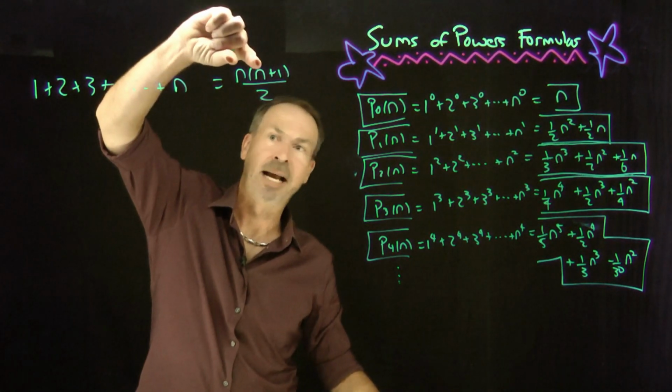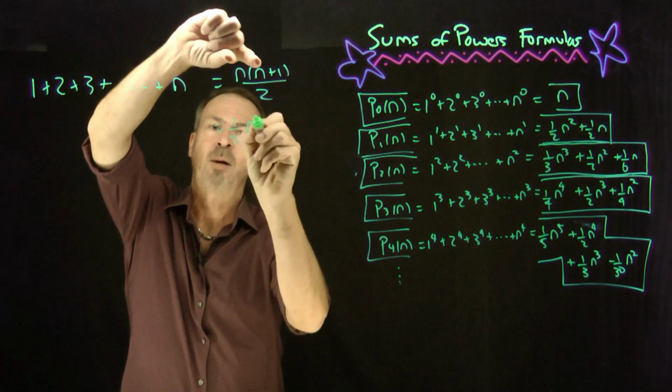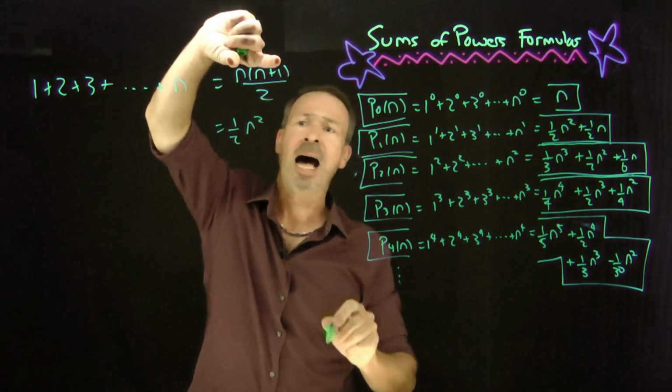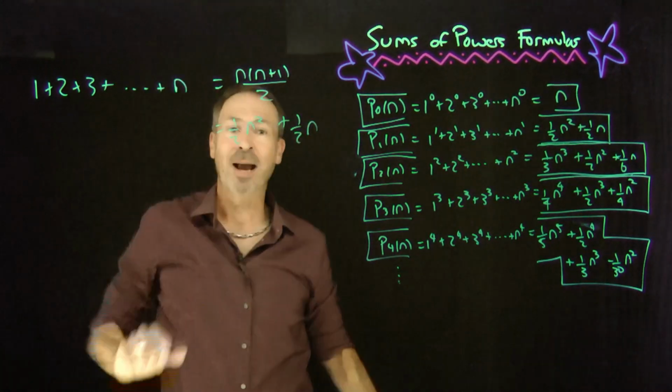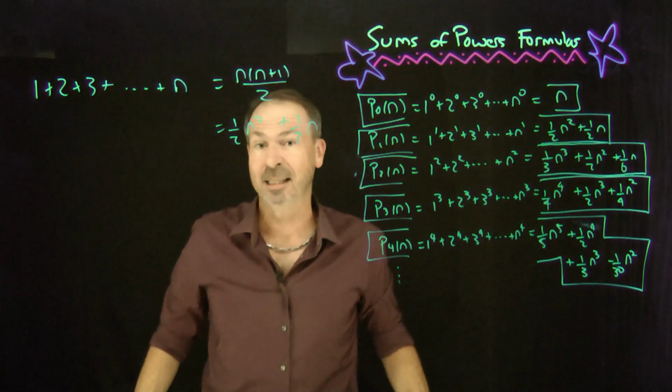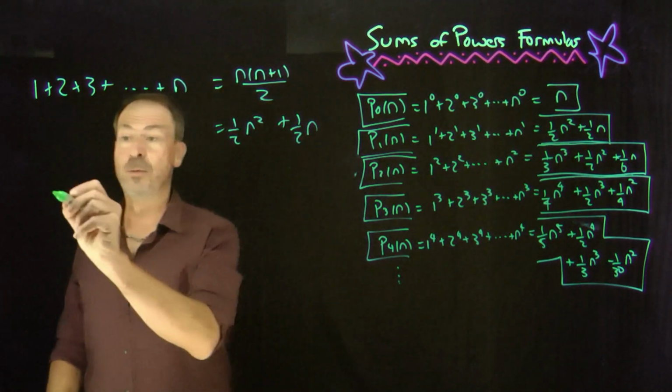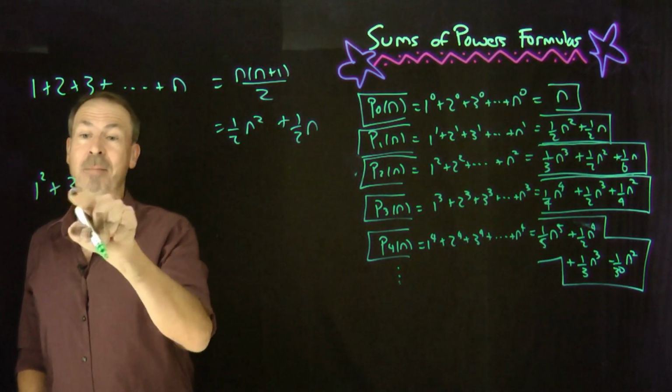n times n, n squared divided by 2, that's a half of n squared, plus n times 1, that's a half of n. Great, so there's the formula for the sum of the first n counting numbers. Or you may have seen the formula for the sum of the first n square numbers.